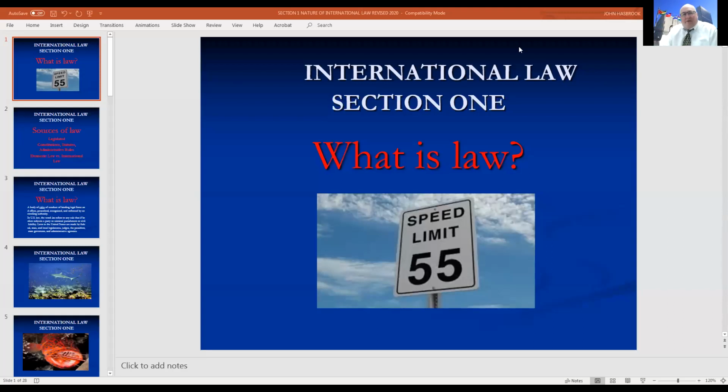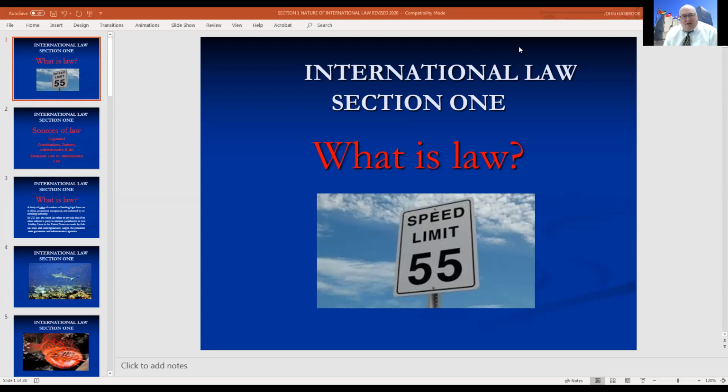Okay, so I want to start with more of a theoretical discussion about what we mean when we say law. This is, of course, international law, but I want to step back and talk about law in general. When we use the word law, what do we mean by that? When you think of a law, you think of something like the speed limit that I've got posted here on this slide, 55 miles per hour. That's one of the most common laws that we deal with in our daily lives, speed limits and traffic laws and other similar types of laws.